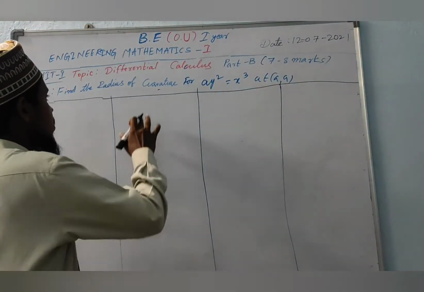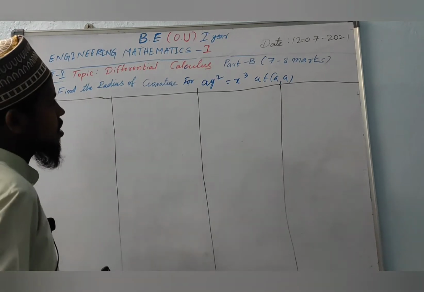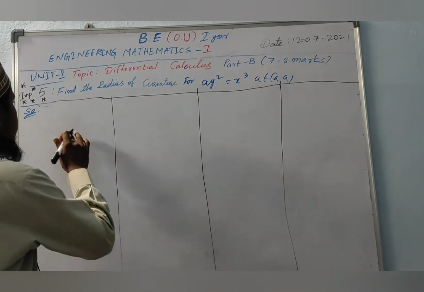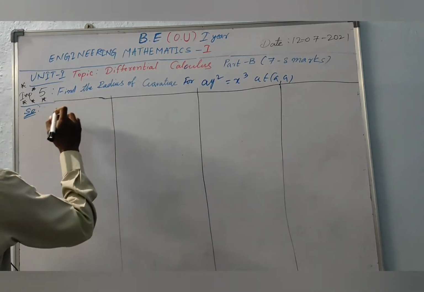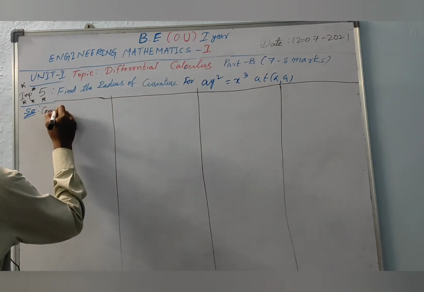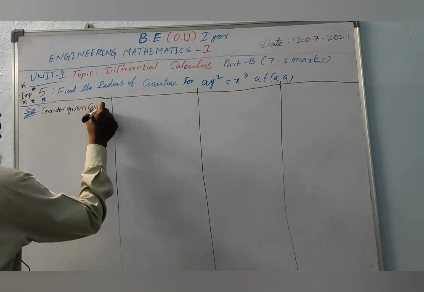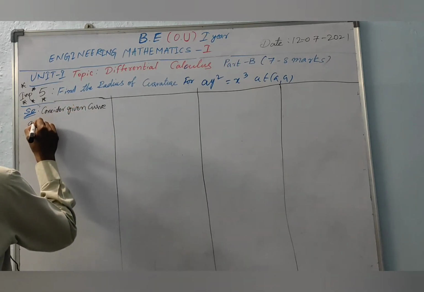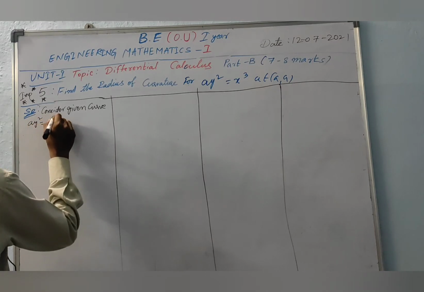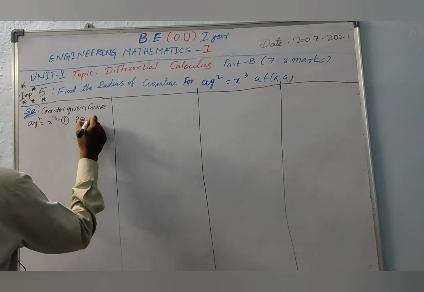Here, this is a very important question. It may come in the university examination. See here, finding the radius of curvature. Consider the given curve a y square is equal to x cube. This is equation number 1. P(a, a) is a given point.